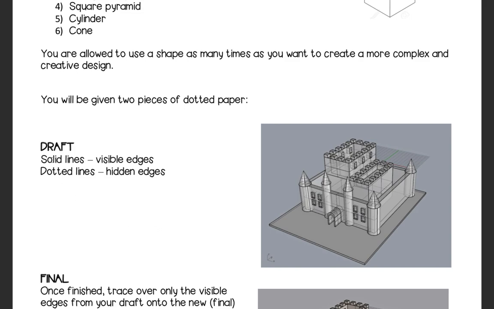So you're going to be given 2 pieces of dotted paper, 2 A3 pieces of dotted paper. Your first one is your draft, and you can write on the top of that that's your draft. Make sure you put your name on it. And this is where you draw all visible lines, and you can draw the hidden lines behind it using the dotted line like I showed you in the video.